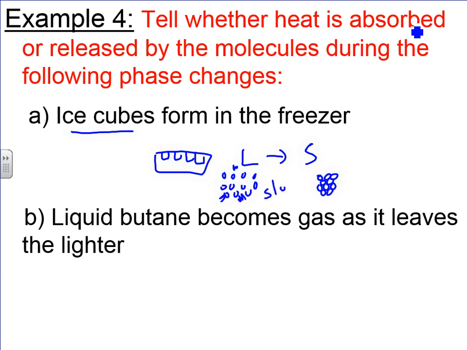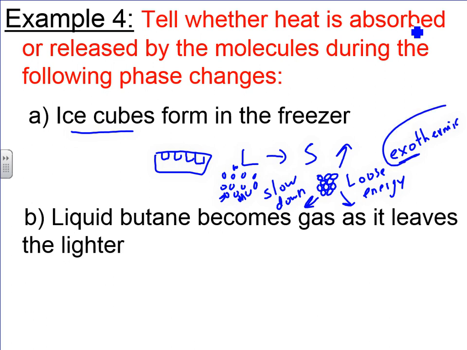The particles must slow down, and as they slow down, do they lose or do they gain energy? Well, to slow down, they must lose energy. And as they lose energy, this is called exo or endo. It's actually called exothermic, because exo means out of. Energy is actually released. Energy is removed as this happens. So this is an exothermic process.